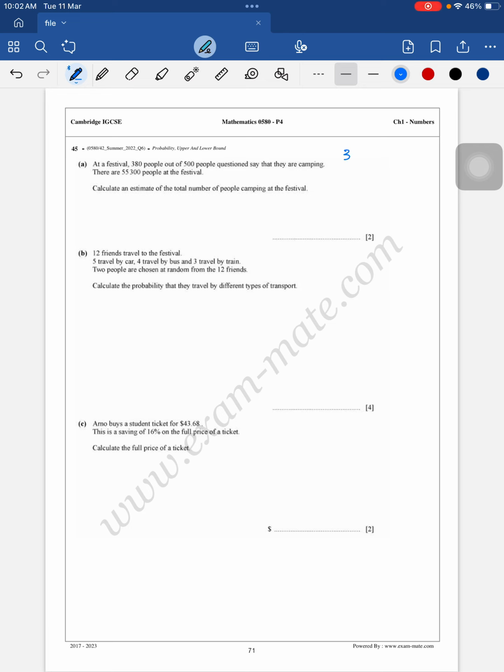Okay, so 380 out of 500, we are getting 380 upon 500, which is 0.76, basically the percentage. So we multiply by the total amount which he's asking about. So 0.76 multiplied by 300 gives the estimated total number of people camping at the festival. So 300 multiplied by 0.76 is 228. 228 people.